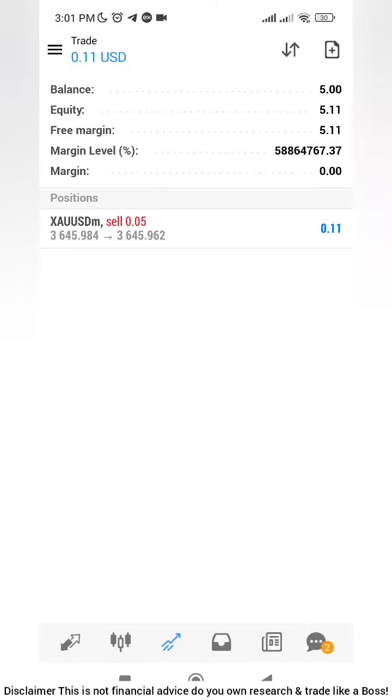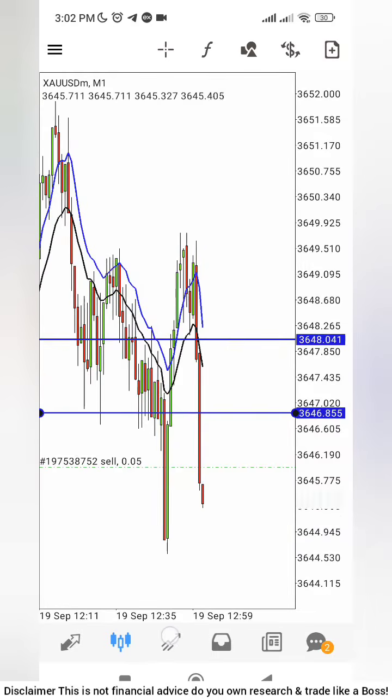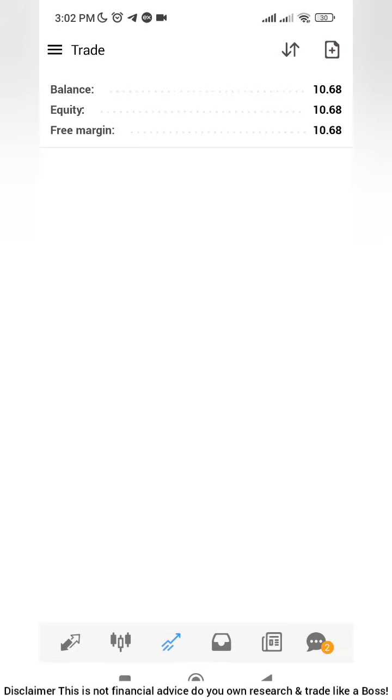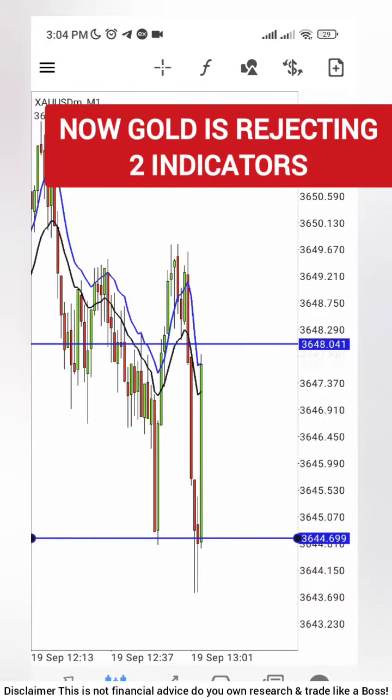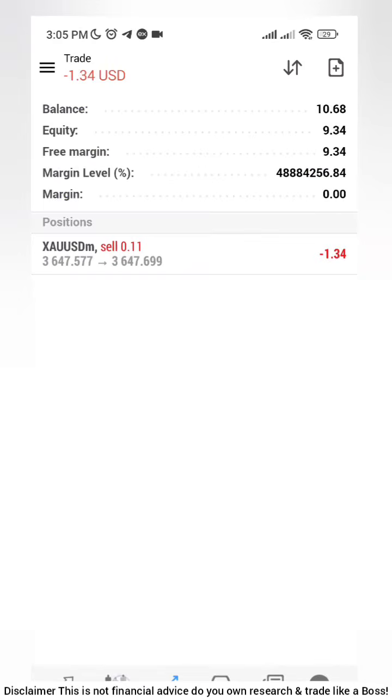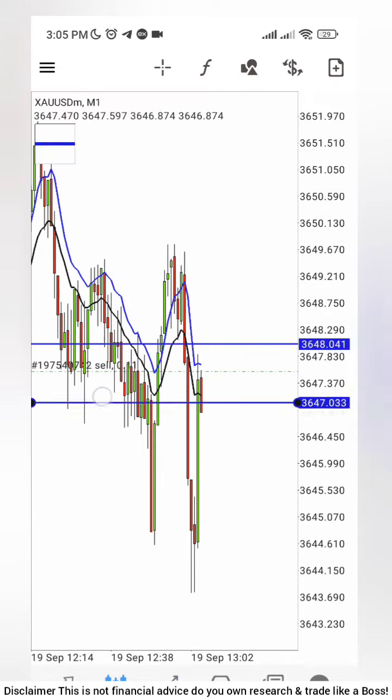Gold is a volatile pair. In minutes, you can actually double your account. Once you double your account, close the profits because it's time to increase the lot size and go big. Right now, we have gold rejecting the two indicators. This is actually a good entry, so I'm going to enter with 0.1 lot so that we can make profit.